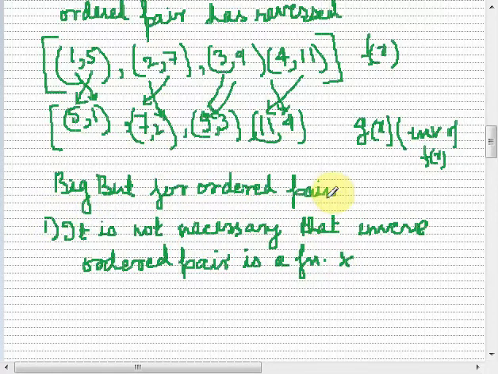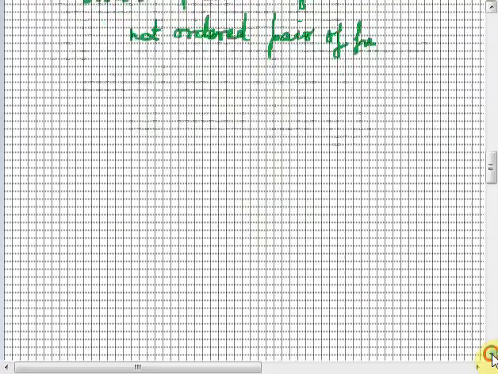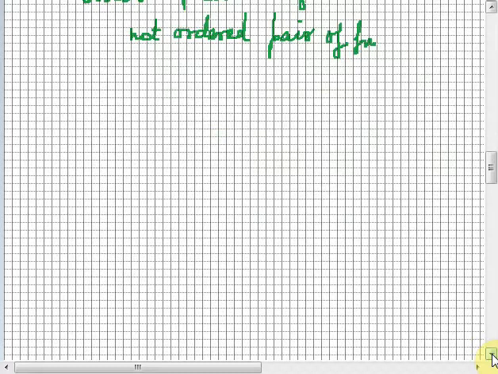What I am talking about is an ordered pair. I am not talking about ordered pair of functions. I am just talking of an ordered pair. For a pair of functions, there should be a one-to-one correspondence, which will be our next topic. We should do that. Okay.